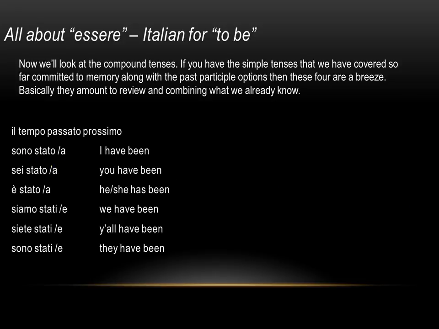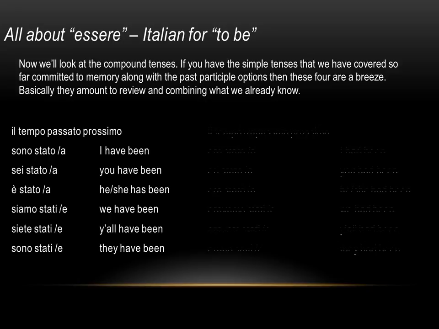So here we go. The passato prossimo. Sono stato, I have been. Sei stato, you have been. È stato, he or she has been. Siamo stati, we have been. Siete stati, y'all have been. Sono stati, they have been.